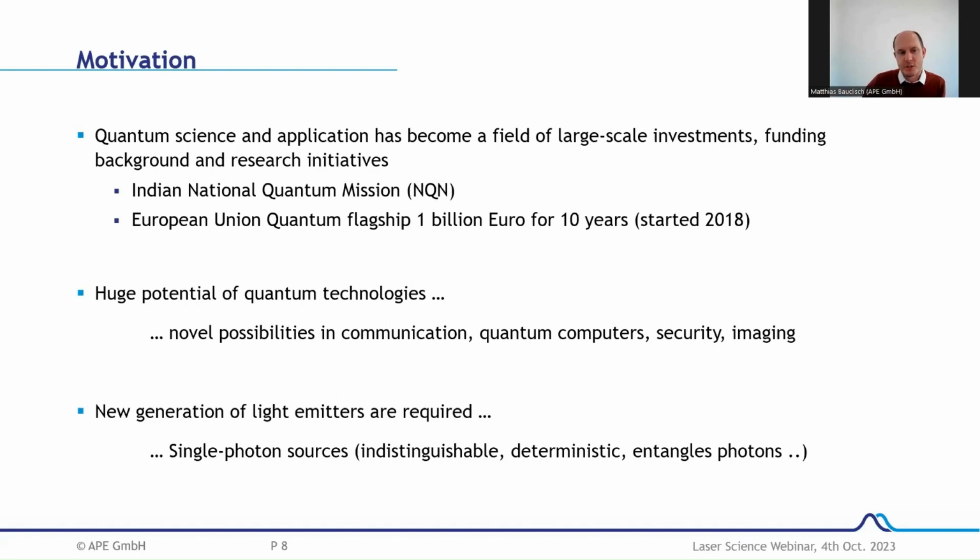one needs a new type of light source compared to the classical light sources, which are single photon sources. And single photon sources in the sense that these single photons have quantum physics properties, like that you can create, for example, entangled photons, that the creation of the single photons is deterministic, that they are indistinguishable, and many others. So there are essentially new light sources needed for especially quantum communication, quantum encryption, and imaging.